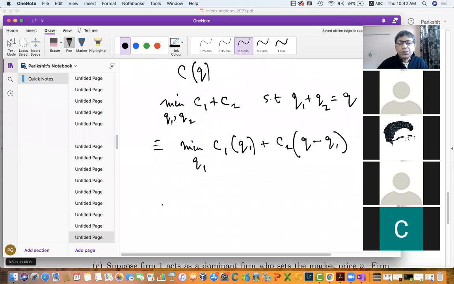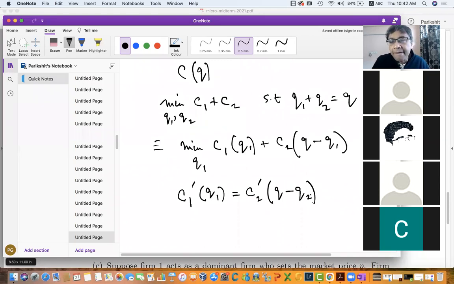So if there's an interior solution, what is the first order condition? The first order condition is C1 prime equals C2 prime. So the monopolist will always allocate a total production target across the two factories, or n factories if there are more than two, so that the marginal costs are equated. That's the principle, right? And the intuition should be very obvious. If the marginal costs are not equal, then you can always reallocate some production from the higher marginal cost factory to the lower marginal cost factory. And in the process, your total cost is going to come down.